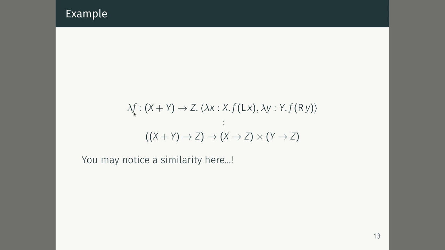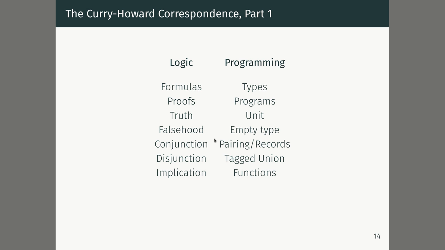So we get our function f, and then the first component of the pair applies that function f to left of its argument, and the second function in that pair applies f to right of its argument, and so you get the x to z and the y to z that way. But you might just notice a similarity here. If we change these pluses to v's, and these times to wedges, and these arrows to implications, we're going to get a perfect match with propositional logic.